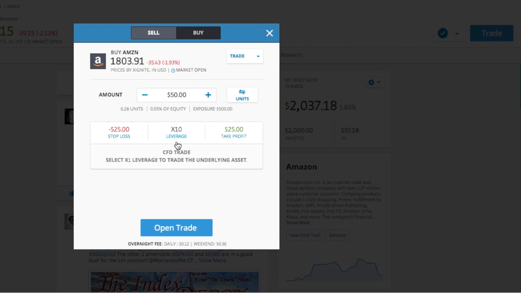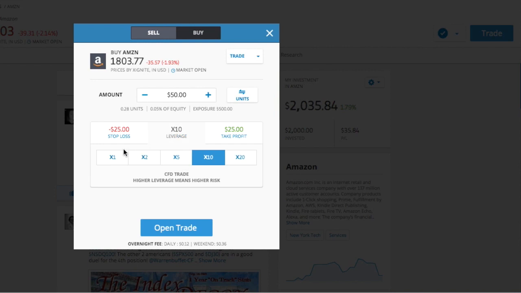You can still buy Amazon for just $50 as well. Now you can change the leverage. If you just put 1x, it means it's 1:1. You are not borrowing any money. If you put times 2, meaning you're leveraging times 2. And as what I showed you earlier, this is times 10 and this is times 20.